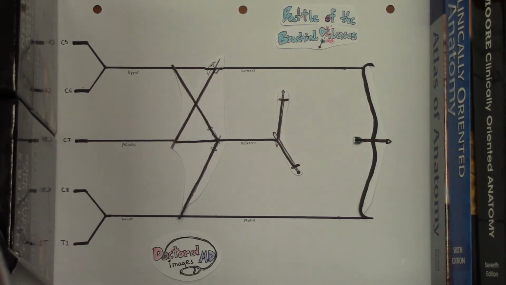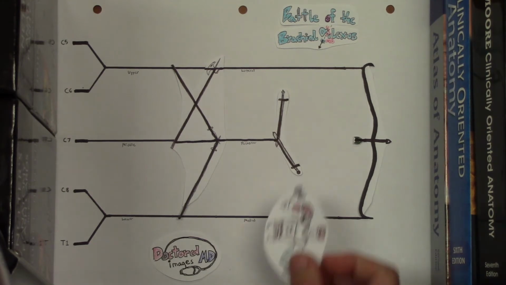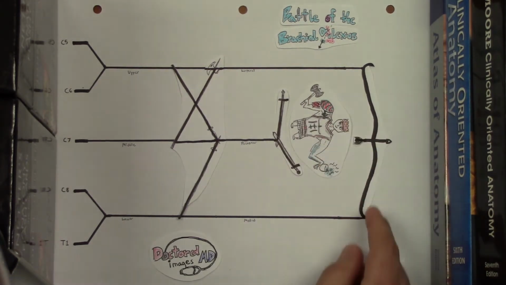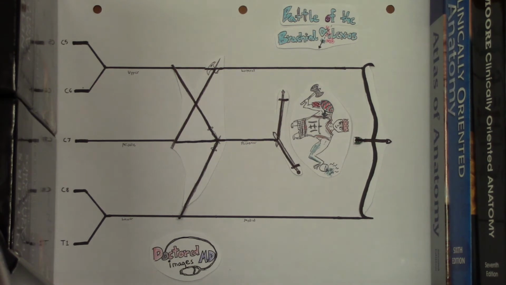So now let's talk axillary. The axillary is represented by this large axe that our battle champion is carrying. You'll notice that he's wearing a shoulder guard that's colored green and red. For the remainder of this video, green is muscular innervation and red is sensory innervation.